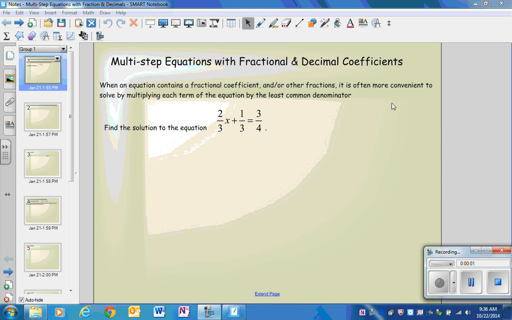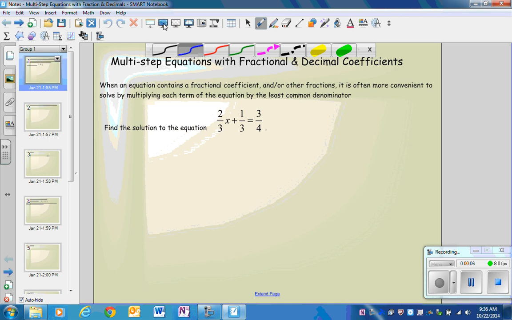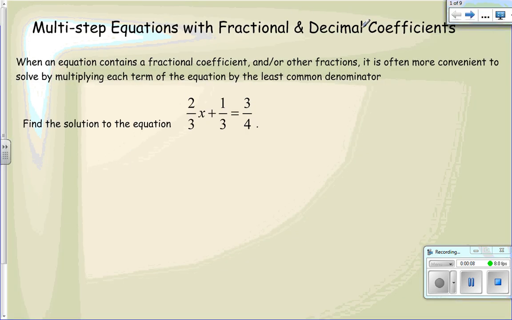Today, what we're going to learn how to do is to solve equations if they have a fraction or a decimal coefficient. So obviously, you can solve this equation by using the fractions if you want to, but I know many of you don't like to operate with fractions. So what I would do when I see an equation with all of these fractions is you look at all your denominators and you find your least common denominator. So in this case we have 3's and 4's, so my least common denominator would be a 12.